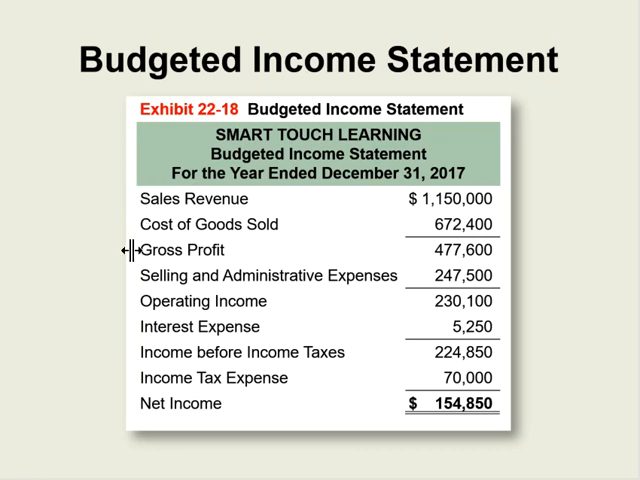Revenues minus cost of goods sold gives you gross profit. Subtract out your operating expenses. It's going to give you operating income. Then subtract out your interest and taxes to get your actual net income.